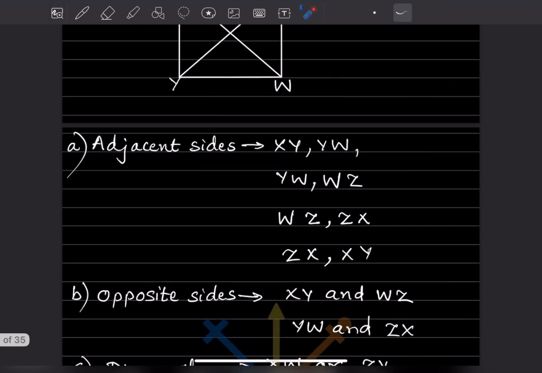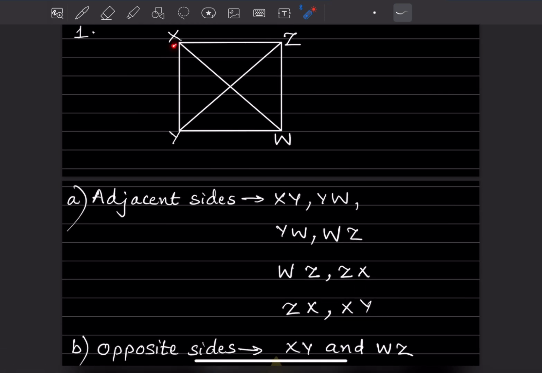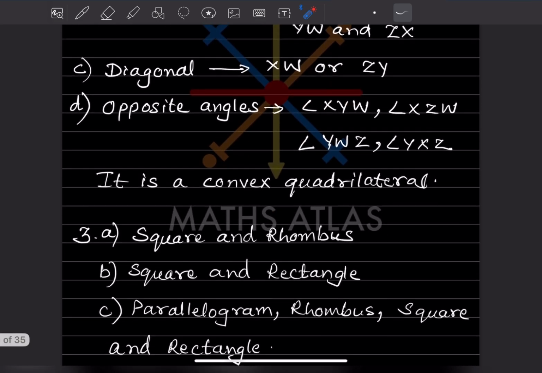And the opposite angles. Opposite angles means if we take this angle XYW, the opposite one is going to be this one, XZW, or we can also say WZX. Then if we take this one, YXZ, and the opposite of this one is YWZ or ZWY, both are the same.